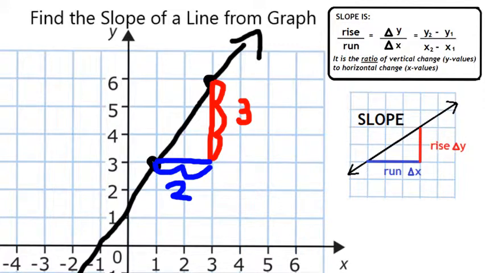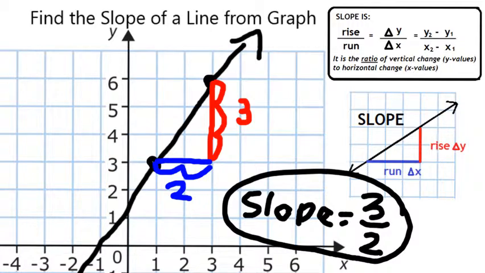3 over 2. And because it's a ratio, it represents a ratio of two quantities, it's best to just leave it like that rather than rewrite it as a mixed number or as a decimal number. So we can just say our slope, in this case, is 3 over 2.